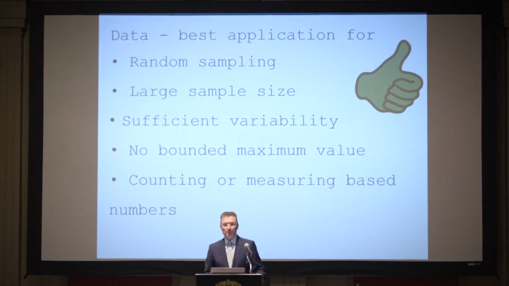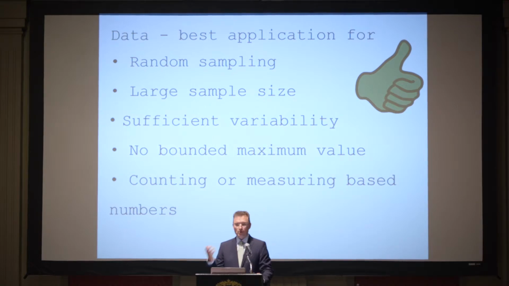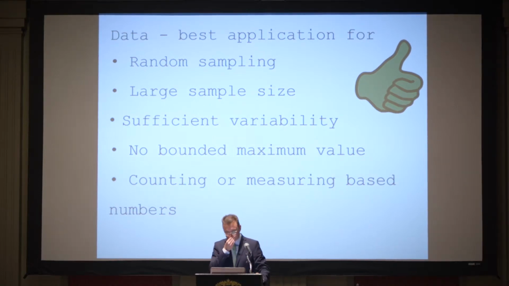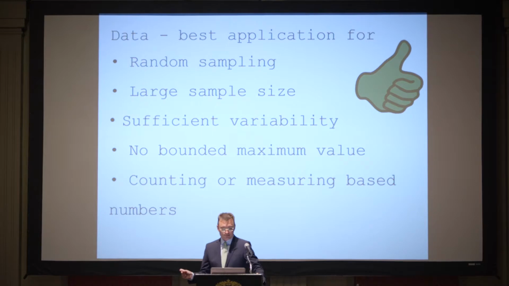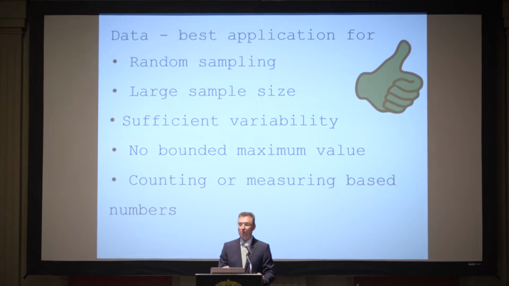All right, so now that I've explained what a significant digit is, now I must tell you what type of data best works with this type of auditing approach. And so with that, you want to have data that's drawn from a random sample, a large sample size as well. The larger, the better. No bounded maximum value, as well as sufficient variability, and counting or measured based numbers. Now, within these requirements, I think you can think of some financial data that you may have that is suitable for this type of application, and I will provide you one in a moment.